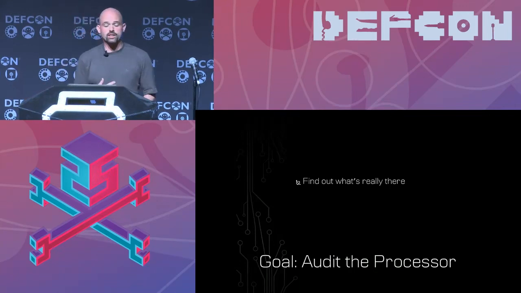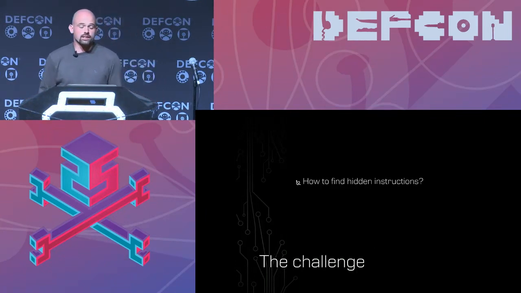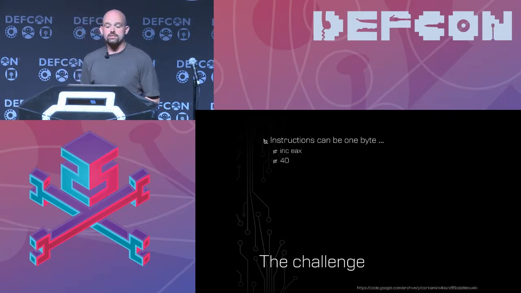So I wanted to find a way to actually audit the processors that are in all of our computers. I wanted to find a way to figure out what's really on my processor. So I wanted to find these hidden instructions. How do we do that in this architecture?